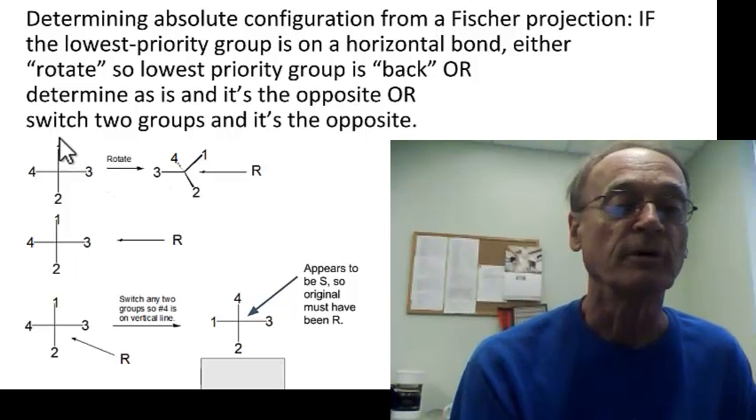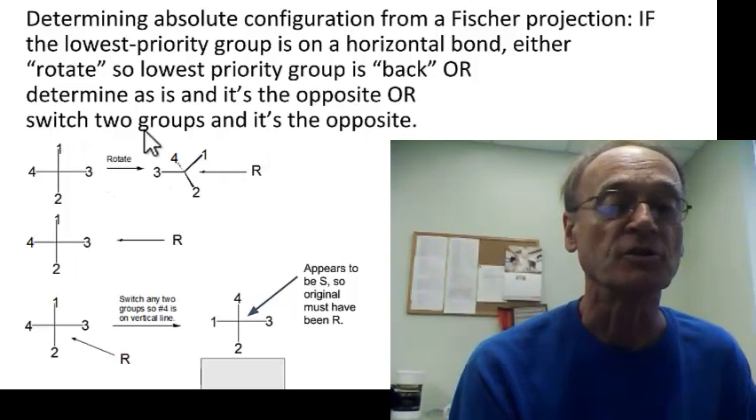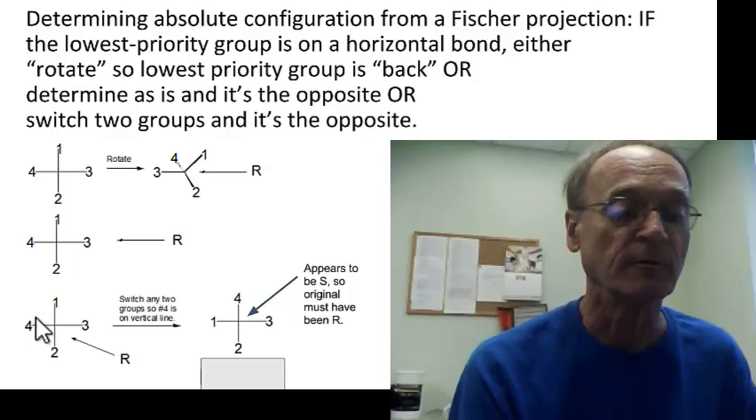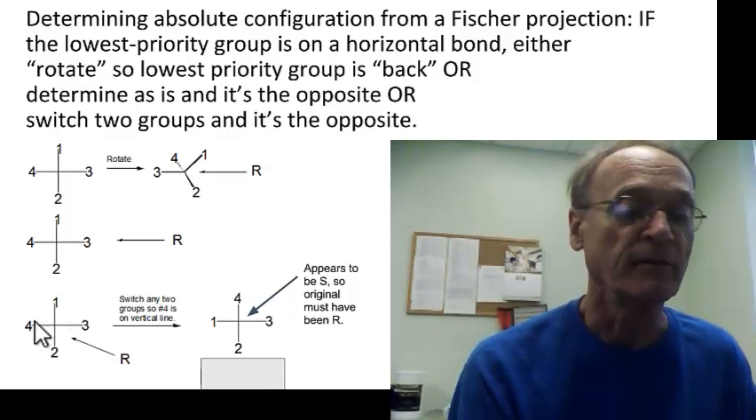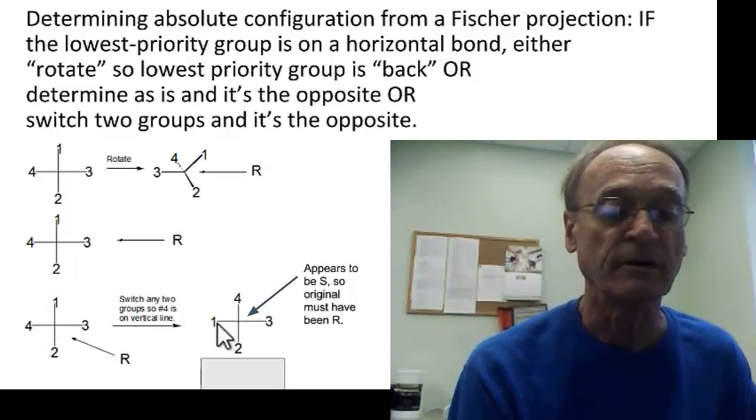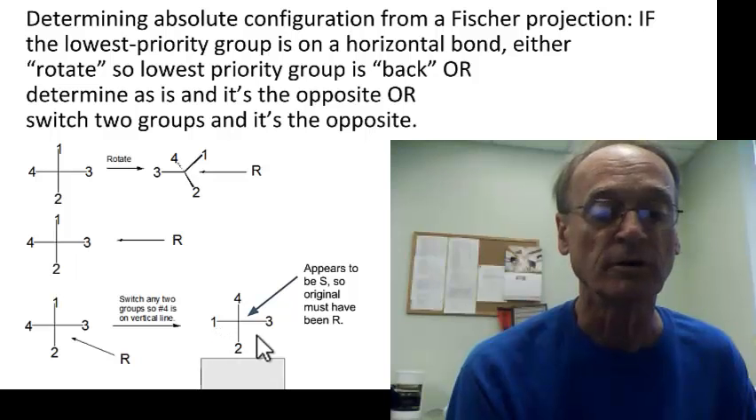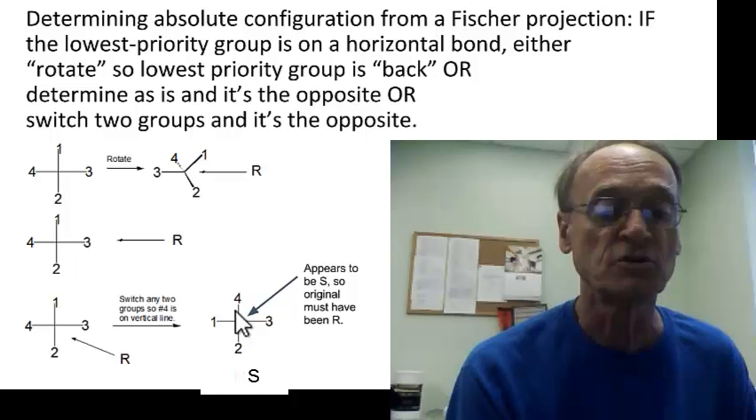Or there's another way you can do it, and that is, like we did before, switch two groups, and it's the opposite. So since the number 4 group is on the crossbar here, that means it's coming out towards you. Let's switch it onto the vertical bar. So 1 comes down here and the 4 goes up there. Now we're looking at this structure, and it goes 1 to 2 to 3. That appears to be an S, but because we switched two groups, the original must have been an R.